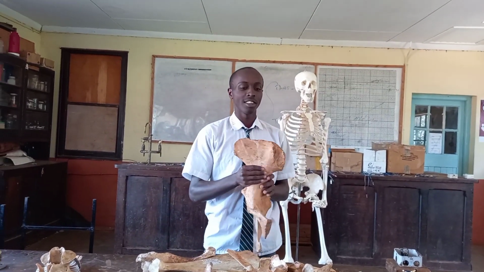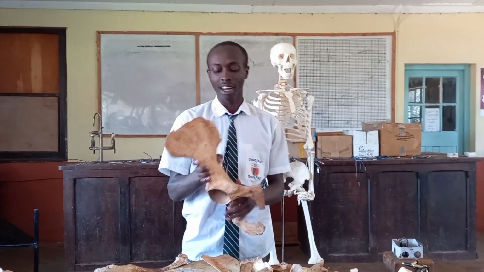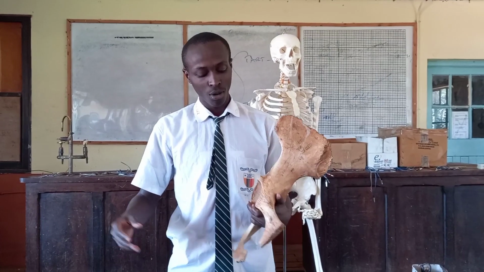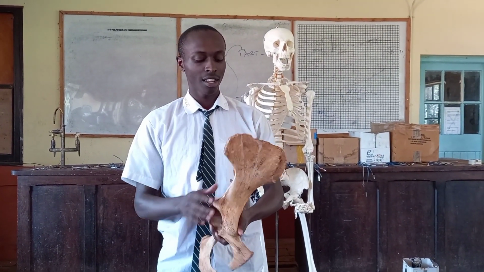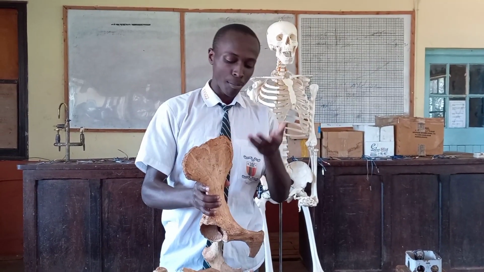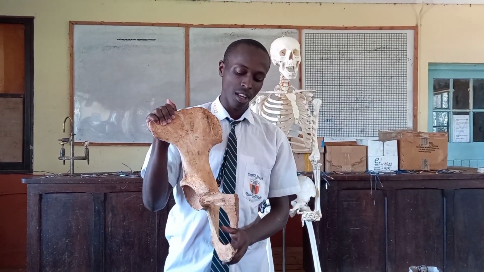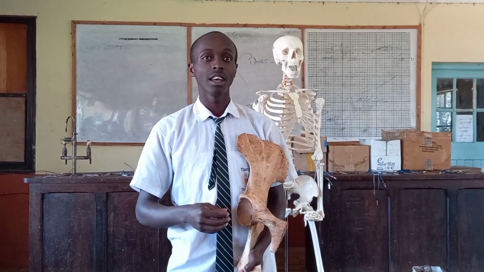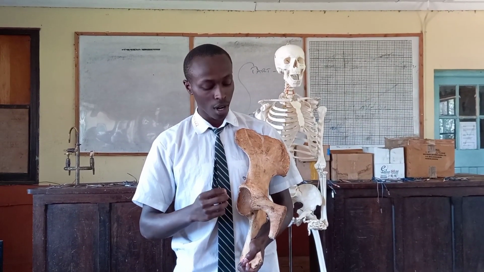I'm here to present the pelvic girdle. It is formed by two half bones which articulate at the pubis symphysis, and at the upper part you have the ilium, which is above the acetabulum, where the femur articulates to form a ball and socket joint.